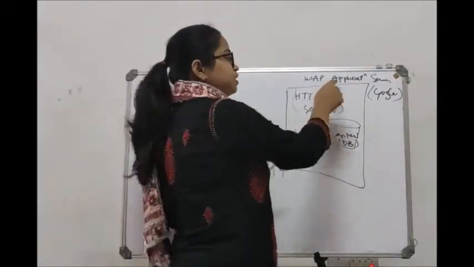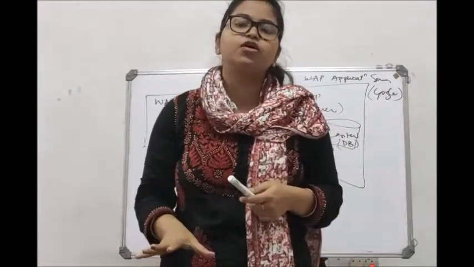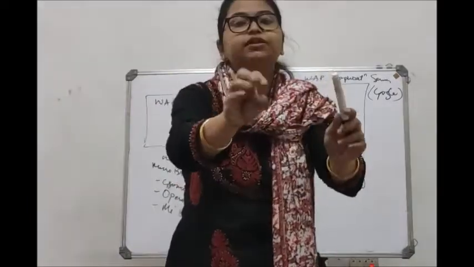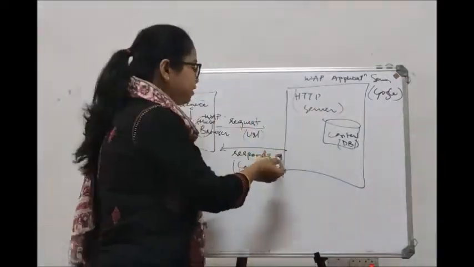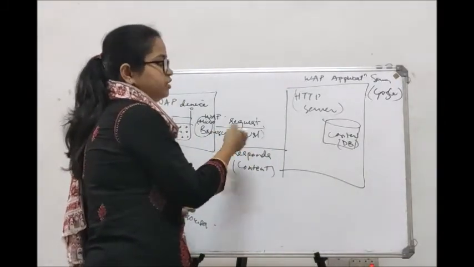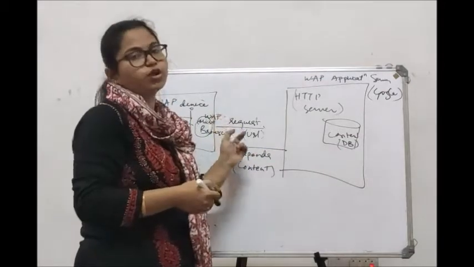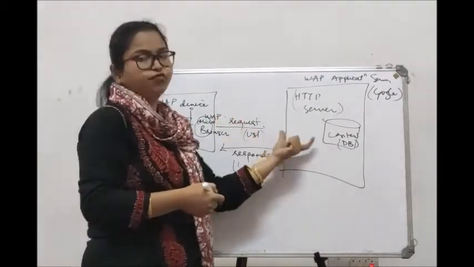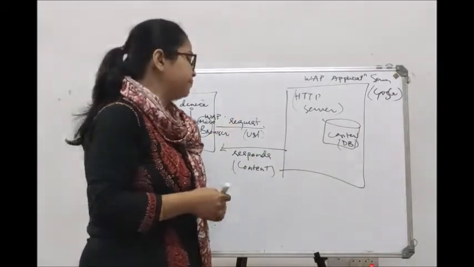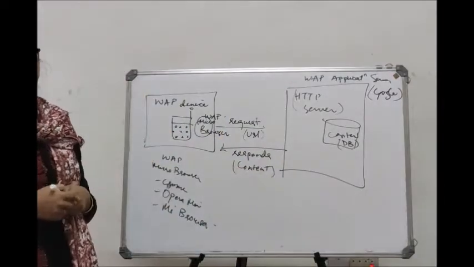The server is nothing but Google, and it has a bunch of databases and application services through which it will get to know the meaning and send it to the client. So it will send the client the response. What will it send in response? It will send the answer to the question you asked. Whatever you requested, it will send a response. So this is how a WAP architecture works.